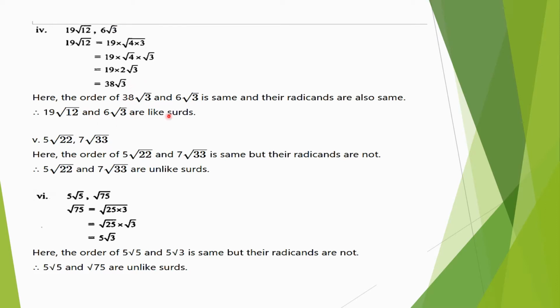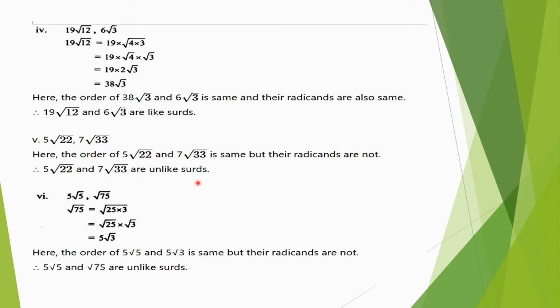5 root 22 and 7 root 33. Here the order of 5 root 22 and 7 root 33, that is square root, both are same but the radicands are 22 and 33 which are not same. Therefore, 5 root 22 and 7 root 33 are unlike surds.